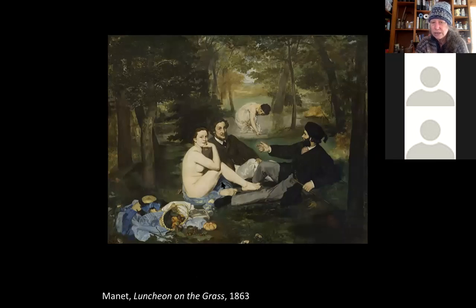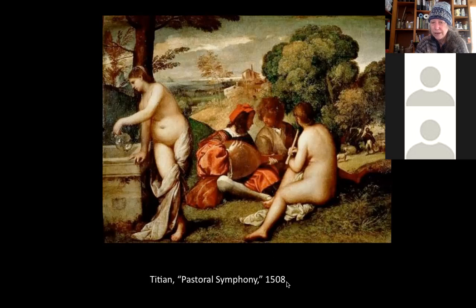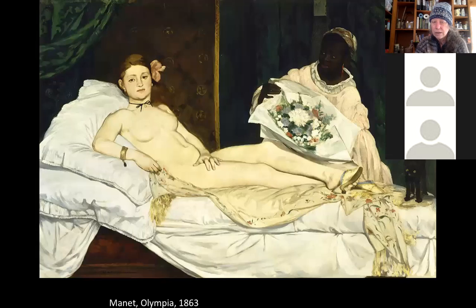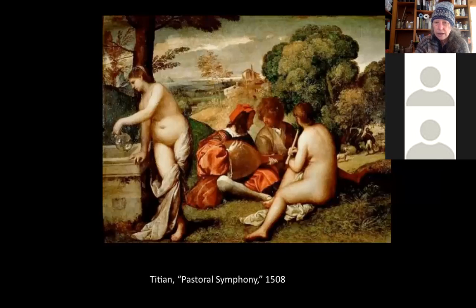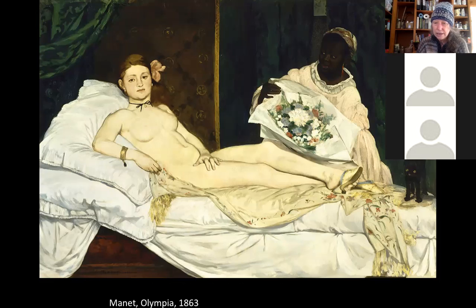Well, they noticed that this woman looks quite different from these women. These are carefully modeled. Their figures, their bodies are somewhat idealized. But she's just flat. So all kinds of rules are being broken here. And it upset a lot of people. And this painting was not accepted into the salon. But Manet tried again, and this painting was accepted into the salon, I think.